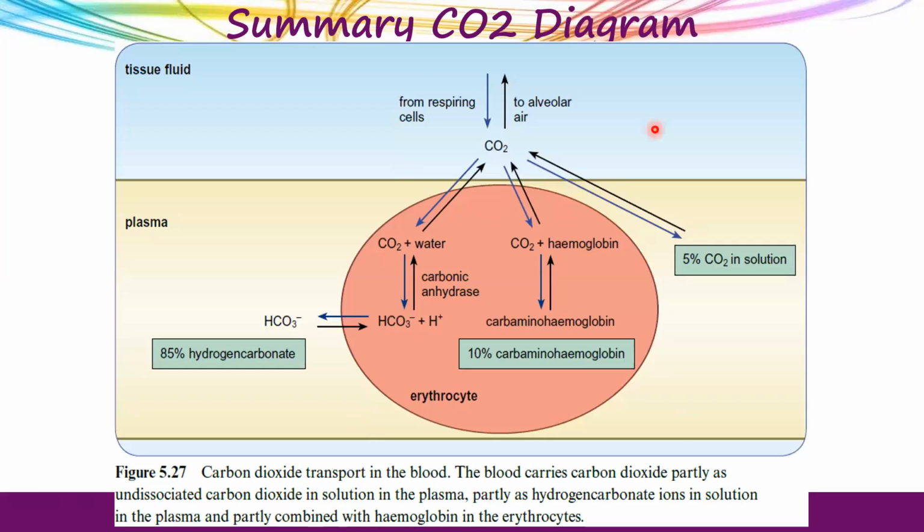This is the summary of how this whole thing happens. So here they've shown you the tissue fluid, plasma, and here they have shown you the red blood cell. Right? So what you notice here is that carbon dioxide is diffused from the respiring cells in 3 different ways. So you can actually look at these arrows. Around 5% of this carbon dioxide goes into the solution. The rest of it, 95%, is going inside the red blood cells.